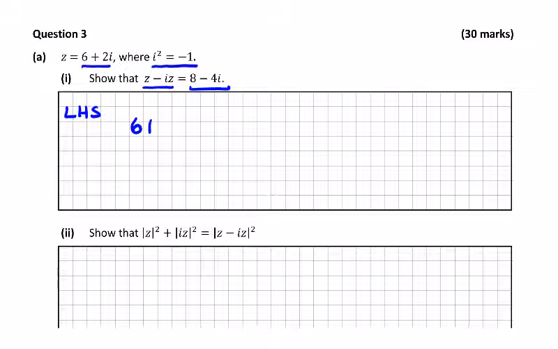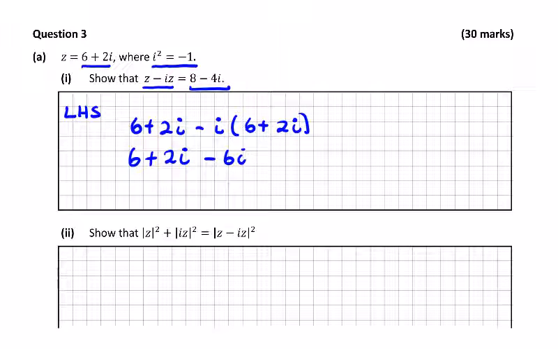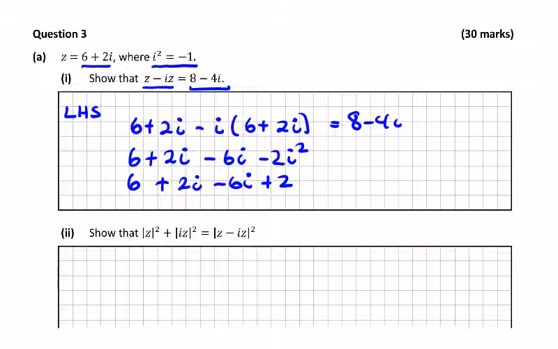z is 6 plus 2i, minus i times z, 6 plus 2i, is going to give 6 plus 2i, your knowledge of multiplying by i, minus 6i minus 2i squared. It's going to be a plus 2, that's your knowledge here. So you're going to have 6 plus 2i minus 6i plus 2, which is going to be 8 minus 4i, which is equal to the right hand side, QED. You don't have to say QED, it's just me being really annoying.